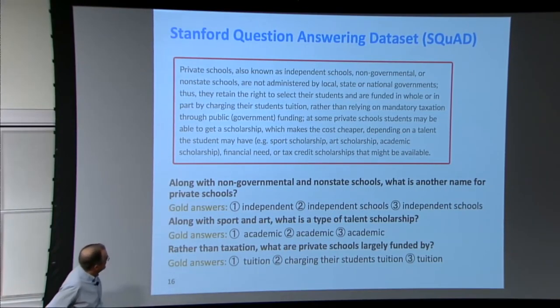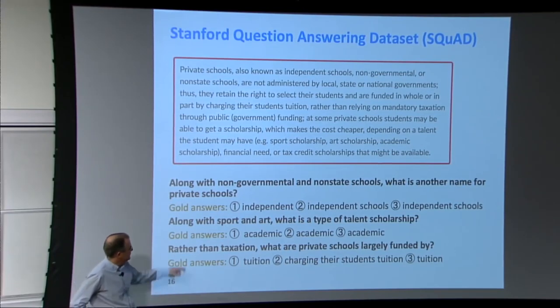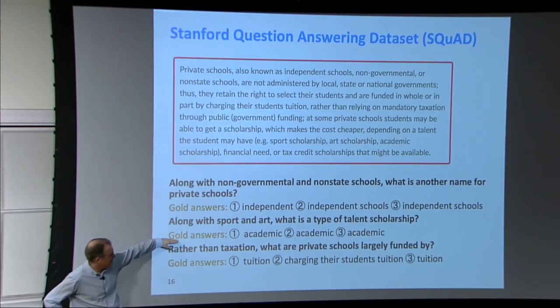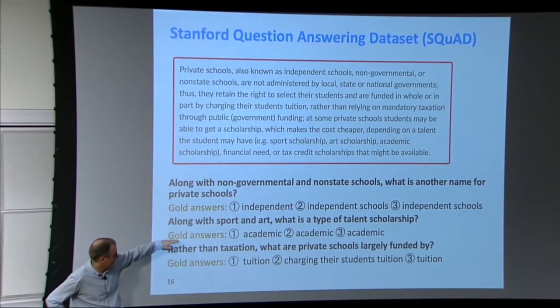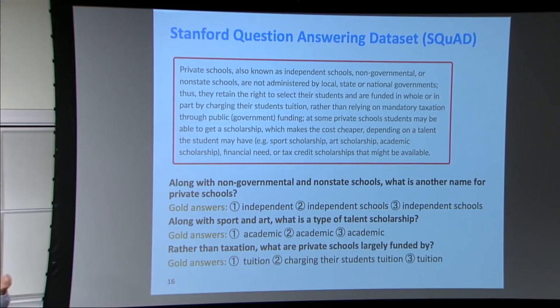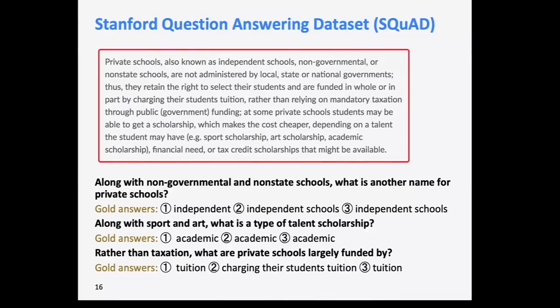So here's this question: along with non-governmental and non-state schools, what is another name for private schools? And 3 human beings were asked the answer based on this passage, and 1 said independent and 2 said independent schools. This one, all 3 people gave the same answer. This one, again, you get 2 different answers. So they sampled 3 answers, and basically then you can be correct if you're going with any of the answers. And that at least gives you a bit of robustness to variation in human answers.